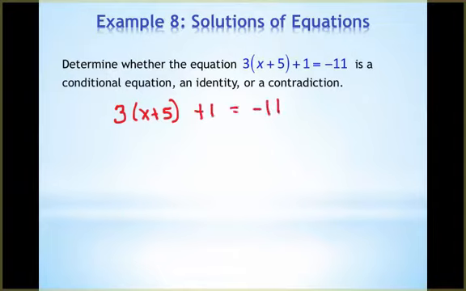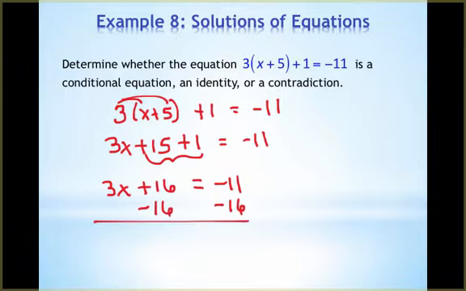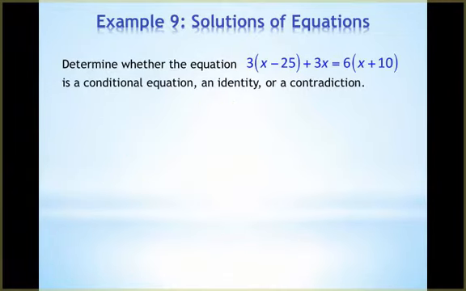So we'll start by doing distributive property and get 3x plus 15 plus 1 equals negative 11. We'll combine these and get 16. Now I'm going to subtract the 16 and get 3x equals negative 11 minus 16 would be negative 27, and divide by 3. X equals negative 9. Since we have one solution and it is negative 9, then we say that this is a conditional equation.